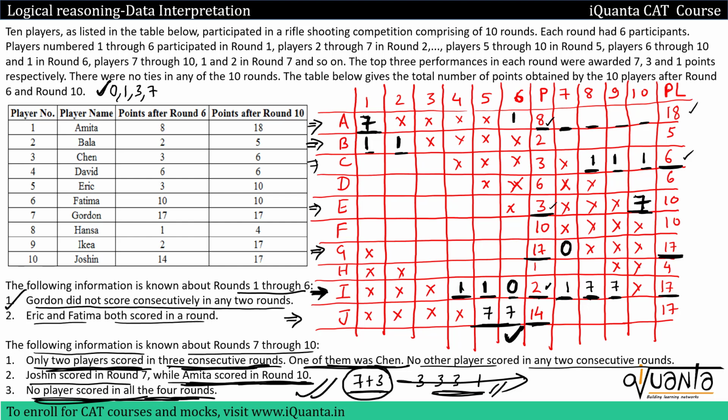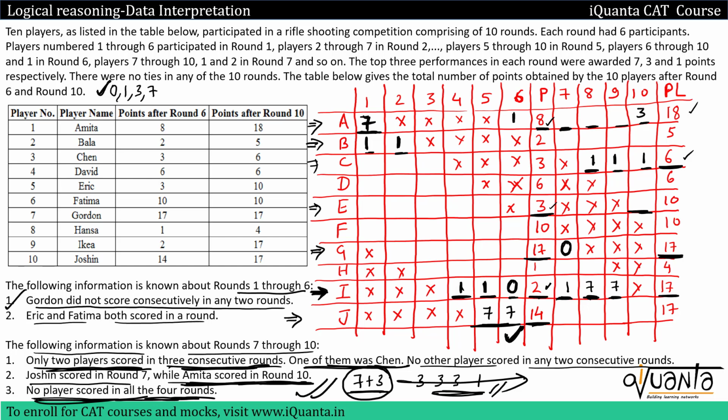We have been given that over here. So what score will we give to Amita in round 10? Can we have a 7 possible? No, because if I put 7 over here, then we'll have two 7s in round 10. That means a tie, which is impossible. So I'll give Amita 3 in round 10. So she'll get a 3 over here.